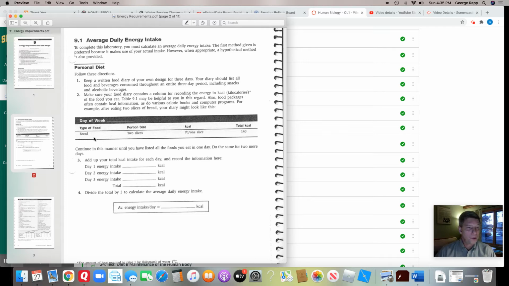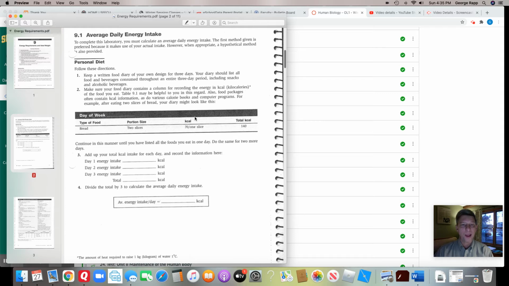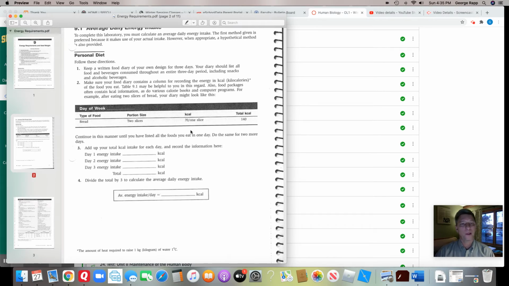So what you're going to do is write down the type of food, the portion size, and the number of calories or kilocalories in a slice here. Or for the piece of bread, but number of kilocalories in the amount of food that you eat and the total there. And you're going to add up the total kilocalorie intake for each day for the 3 days, 1, 2, and 3, add it all up, and then divide by 3 to get your average energy intake per day.